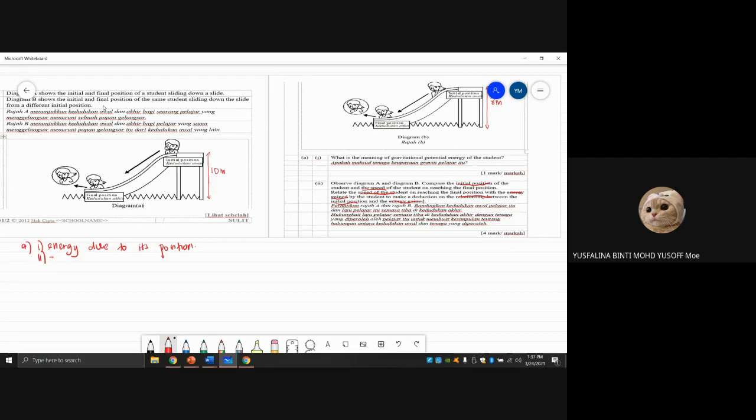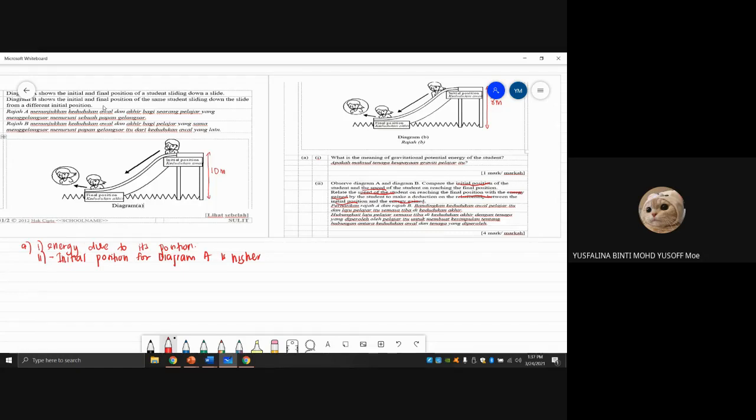So first, compare the initial position. Which one is higher, diagram A or diagram B? Diagram A. So how do you answer? It's like this: initial position for diagram A is higher, 1 mark. And then we go for the second one.